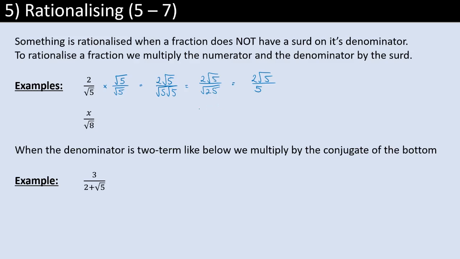We have rationalized the denominator. And we can do exactly the same, even if it contains some algebra. So x over root 8, we would multiply the top and bottom by the same denominator. So we'd have x lots of root 8 over root 8 times root 8. Just the same as us saying x lots of root 8 over root 64, which is x lots of root 8 over 8.